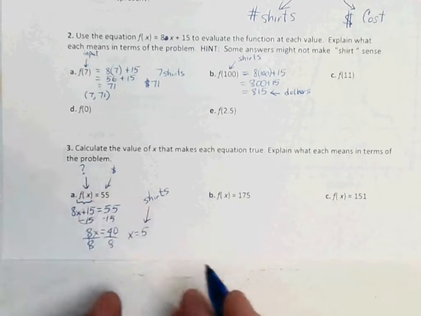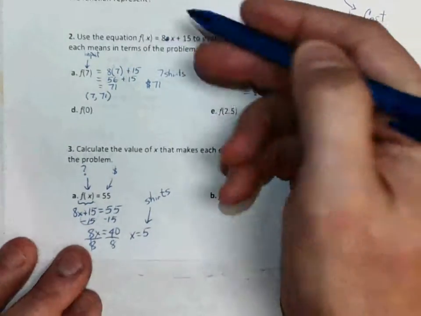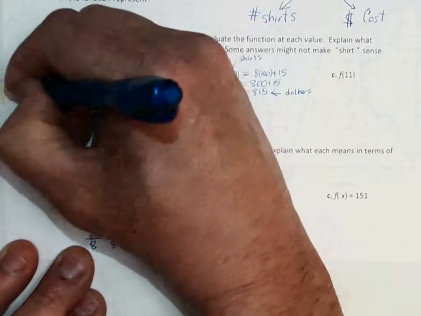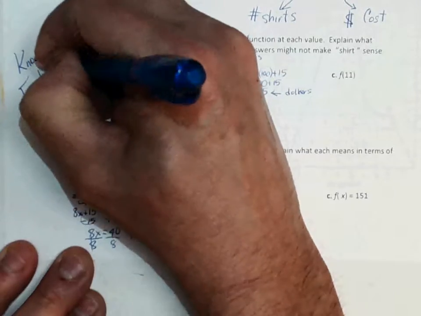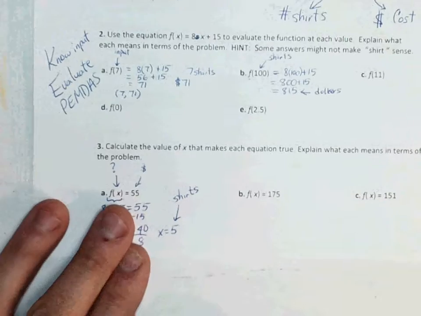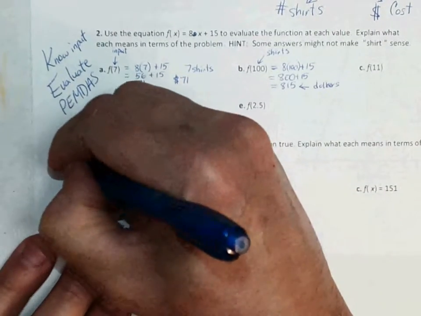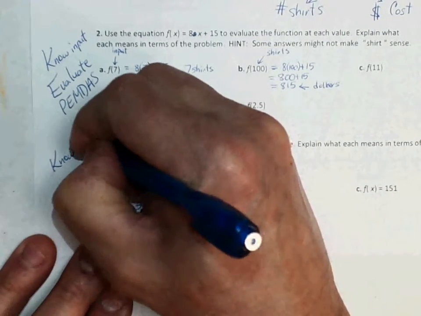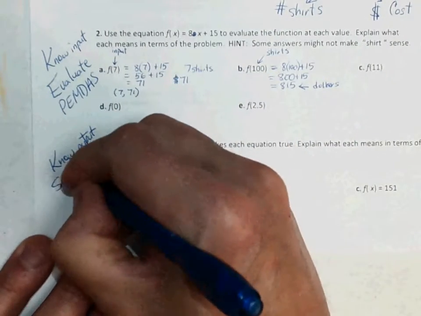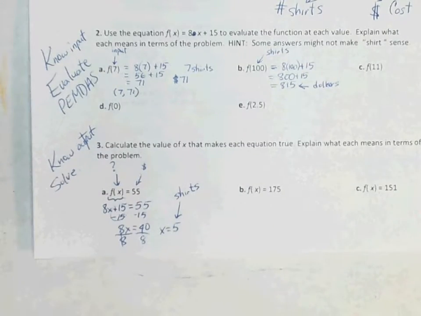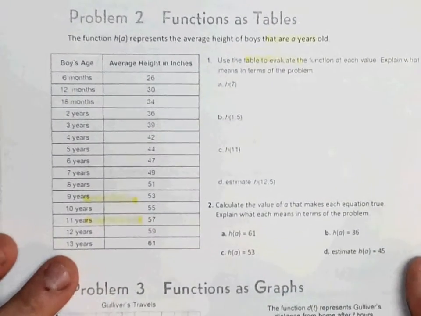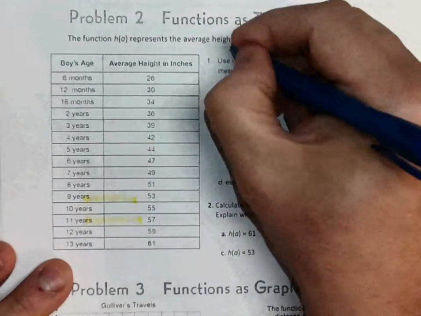Okay? So the process is reversed. When you know the x, when you know the input, you're going to evaluate. You're going to use PEMDAS. Okay? When you know the output, you're going to solve an equation. Okay? So they're not the same procedure.